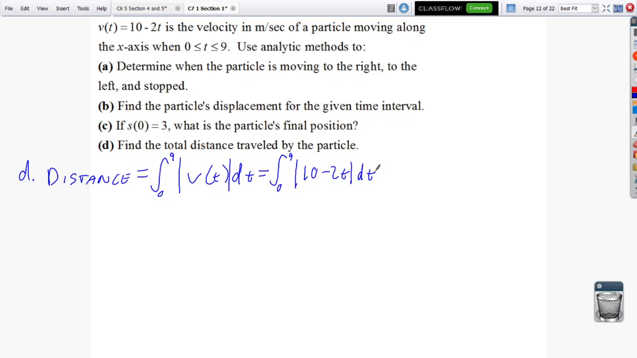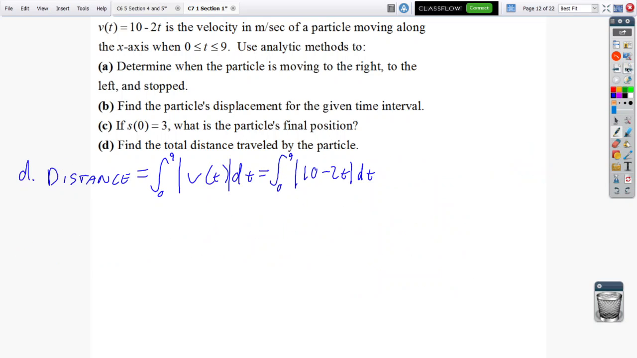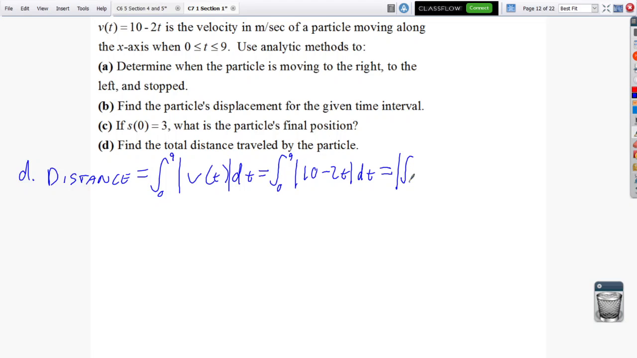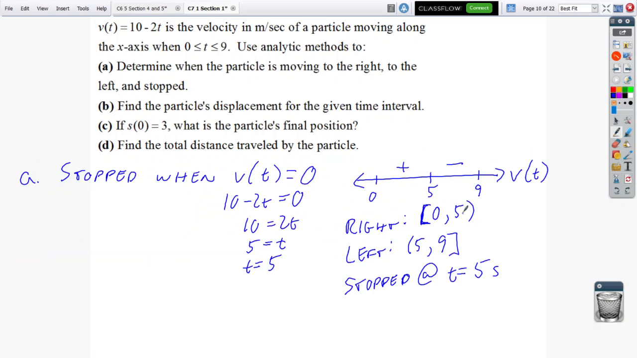But fortunately, we have done number A already. Number A tells us that the particle is moving to the right between 0 and 5, and to the left between 5 and 9. So if we wanted to do this without a calculator, writing integral from 0 to 9 of the absolute value of 10 minus 2t is the same thing as the absolute value of the integral from 0 to 5.